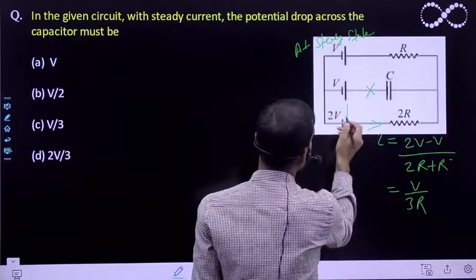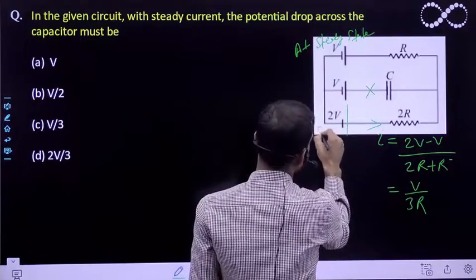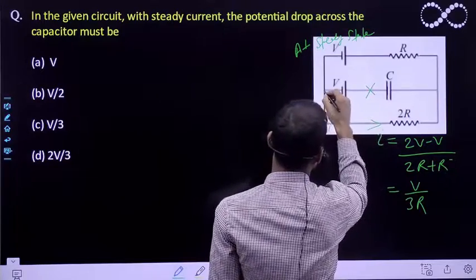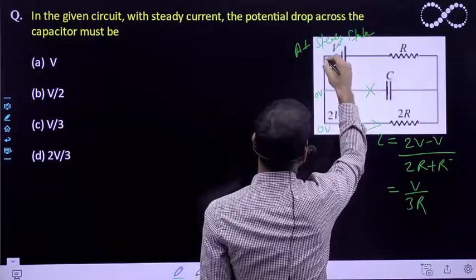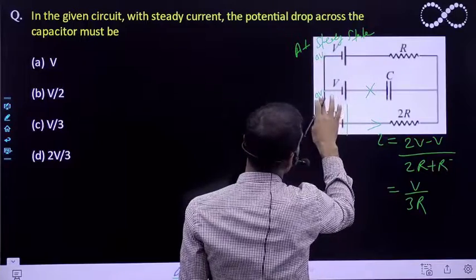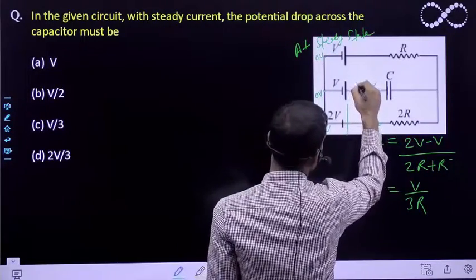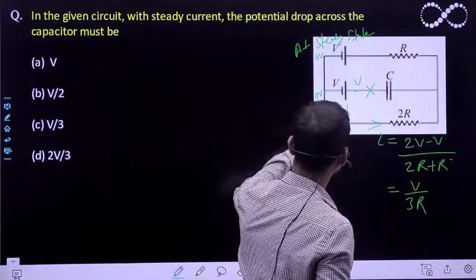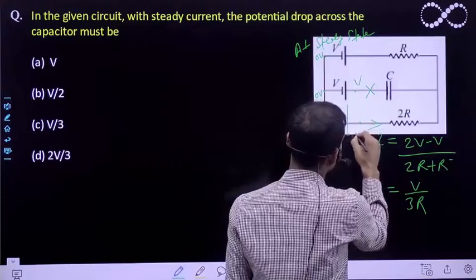So let us see. So let us take here the potential is 0 volt. Okay, so here the potential will become how much? This will also be 0 volt. So this will also be 0 volt. Okay, so if this is 0 volt, so this will become how much? V. Okay, now if you'll see this is 0 volt, so this will become 2 volt now.